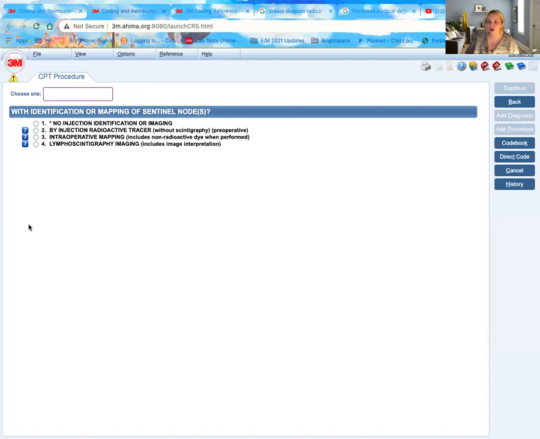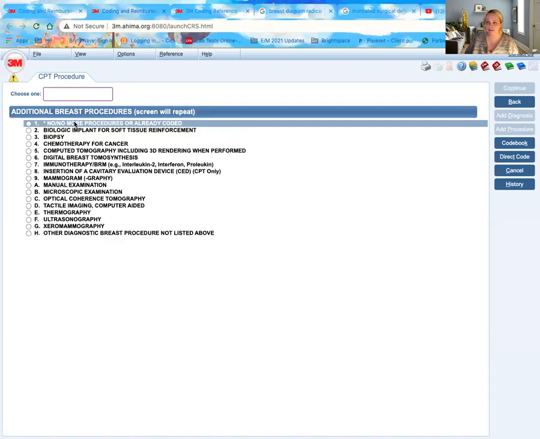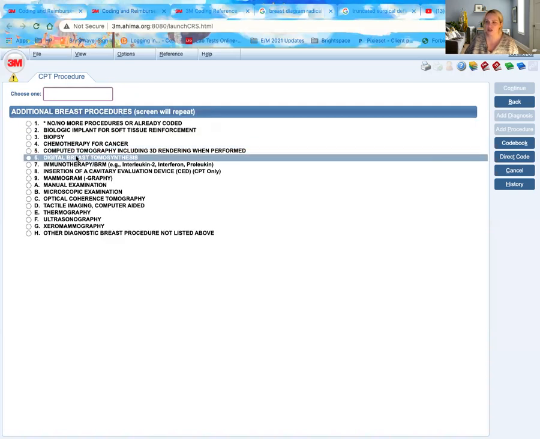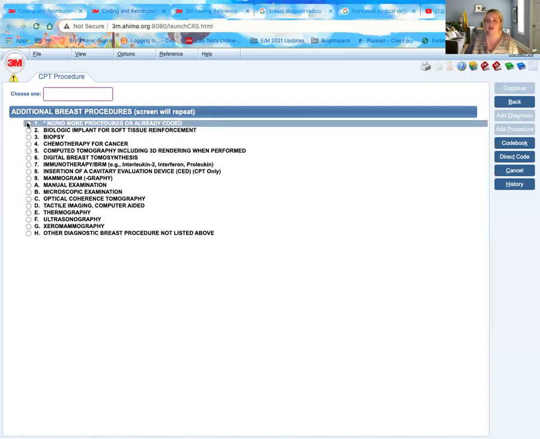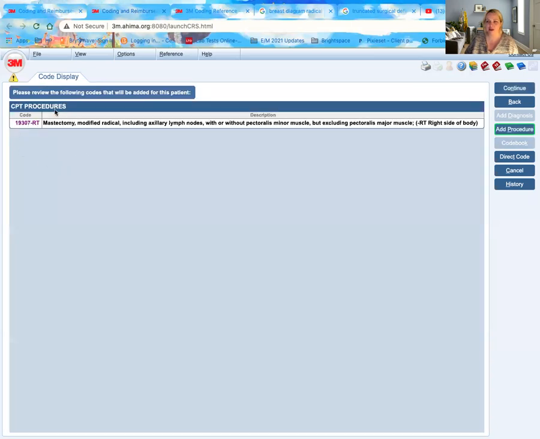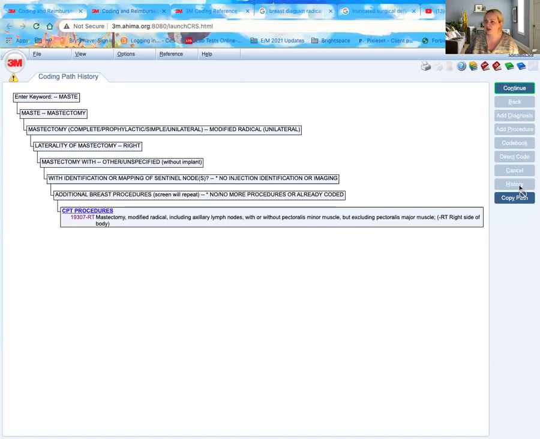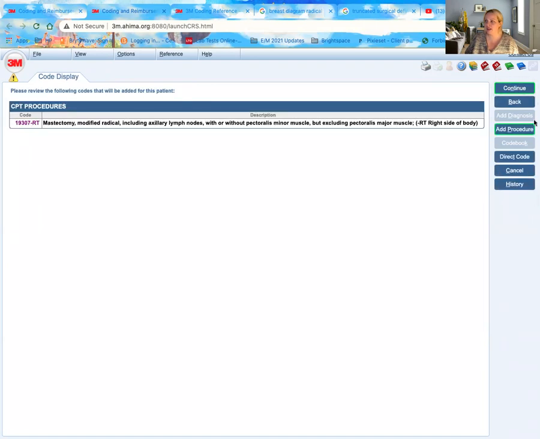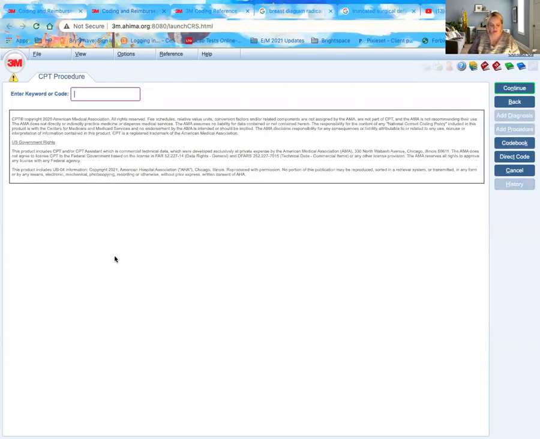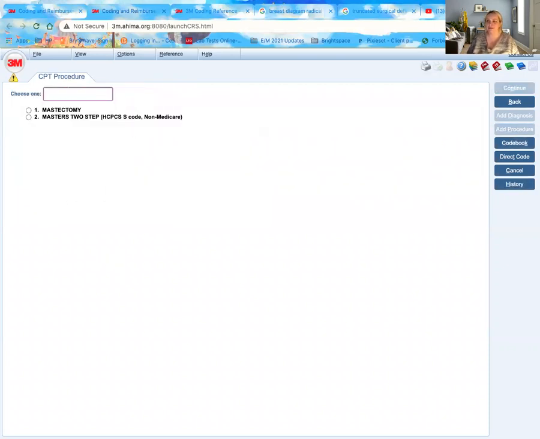The question for with identification of mapping and incidental nodes, which would be for if there's mapping done or radiological services. This was not indicated, so it was not done. Are there additional breast procedures? I may look through here to see if the additional mastectomy is listed. It is not, and so I'm going to say no. And that's how I came to 19307. I can see my code path here, and I can copy it if I need to. I can hit continue, add procedure, code for mastectomy.